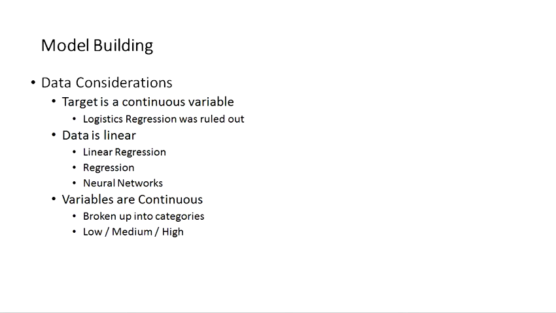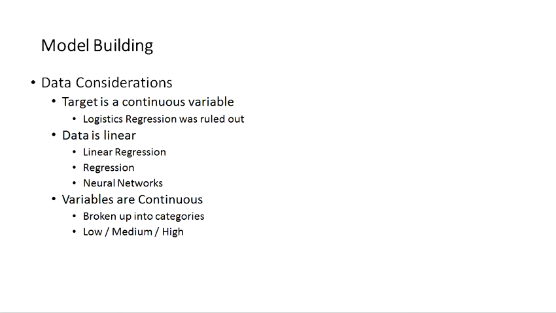Now we're going to talk about model building. A few things to take into consideration in regards to data. First, the target variable is a continuous variable. School enrollment rate can be anywhere from 0 to 100 for each country. For that reason, logistic regression was ruled out.